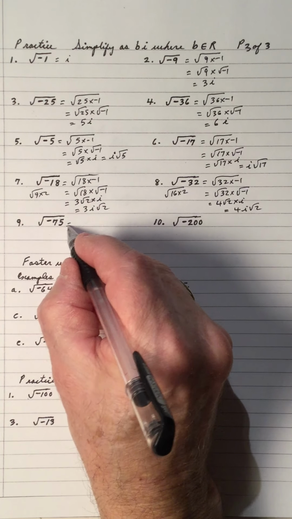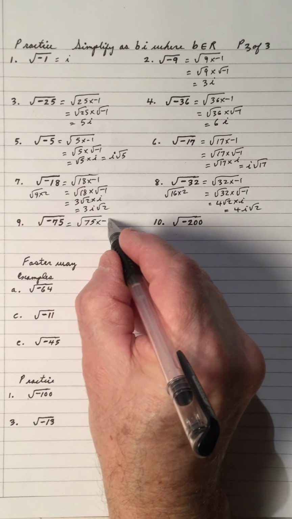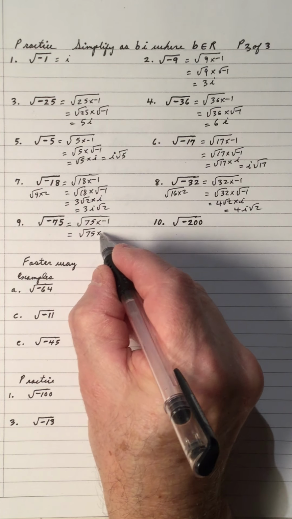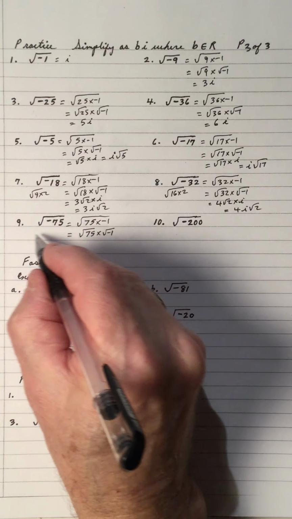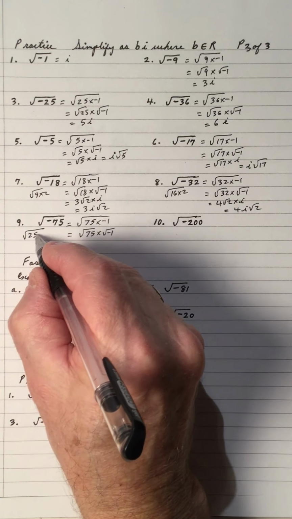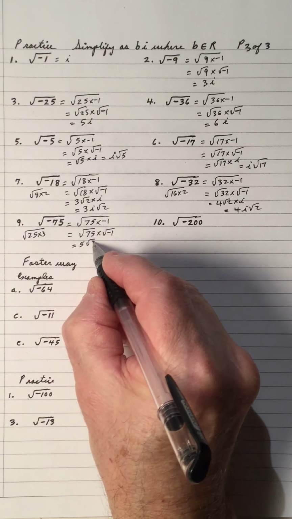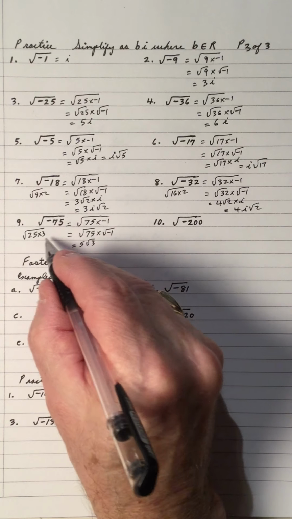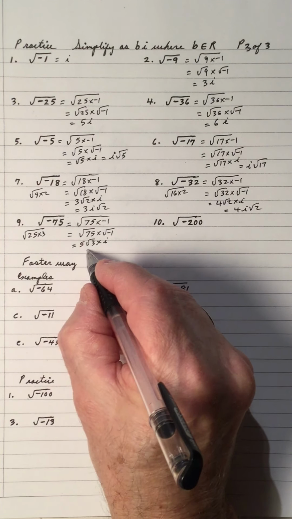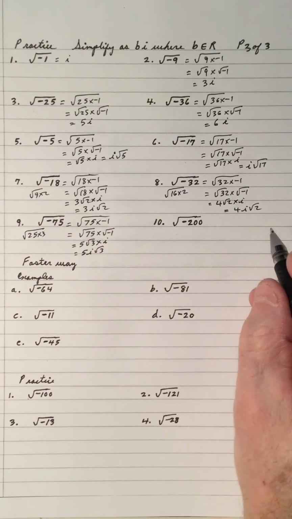Square root of negative 75 is the square root of 75 times negative 1. That's the square root of 75 times the square root of negative 1. For the square root of 75, I see 25 times 3. So that's 5 root 3. The square root of 25 is 5, and you can't do the square root of 3. The square root of negative 1 is i, so that becomes 5i root 3.